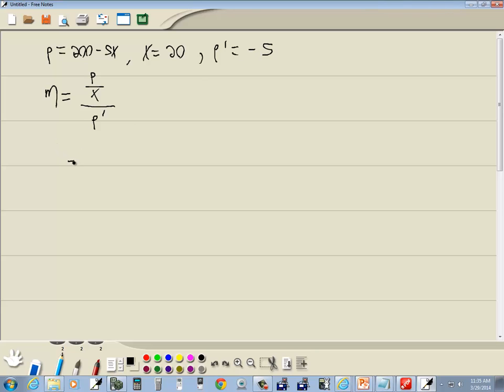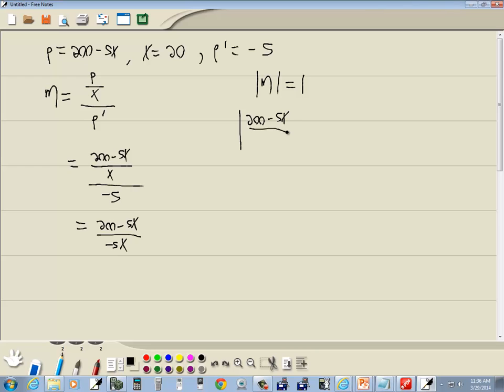So eta, we're going to have p, which is 200 minus 5x over x all over p prime, which is negative 5. Now, whenever you have a single fraction over another denominator, you can put that denominator down with this one. So this becomes 200 minus 5x over negative 5x. Now, we're specifically analyzing when the absolute value of eta is equal to 1. So I'm going to solve the absolute value of 200 minus 5x over negative 5x is equal to 1.